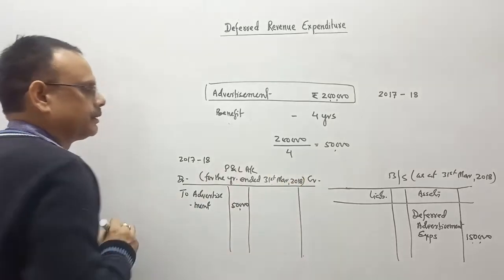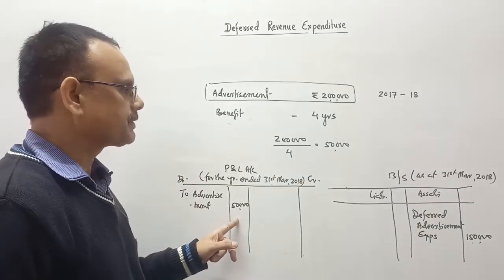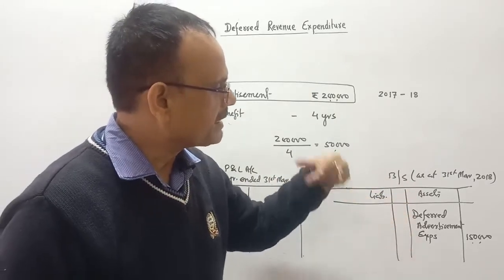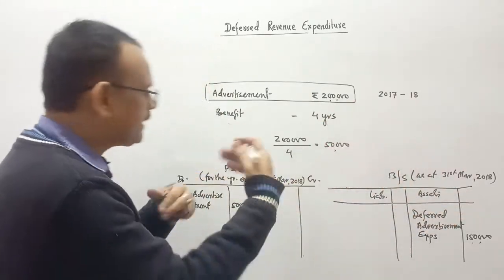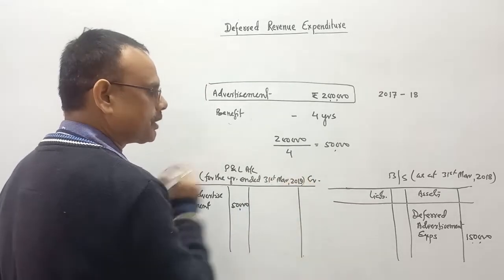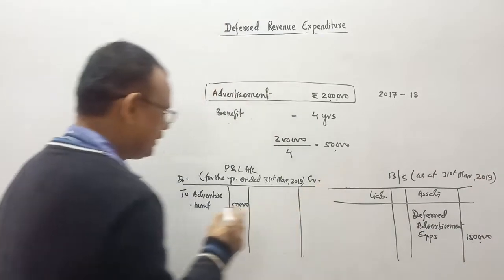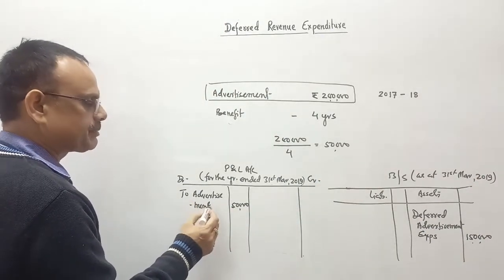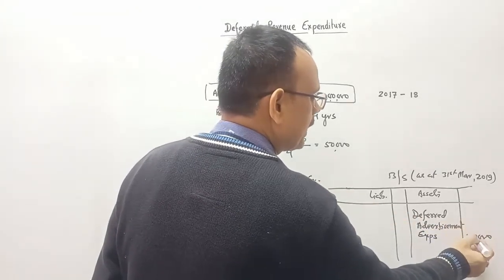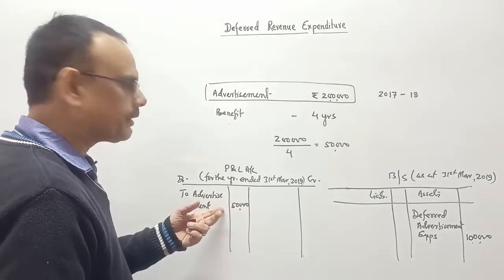2018. Okay. So in 2018, in the profit and loss account debit side, to advertisement 50,000, and the rest deferred part will be reflected in the balance sheet asset side. In the next financial year 2019, when you prepare the profit and loss account and balance sheet of 2019, then again you write advertisement expenses 50,000, and here it will now become 1 lakh, because 50,000 you have written off.